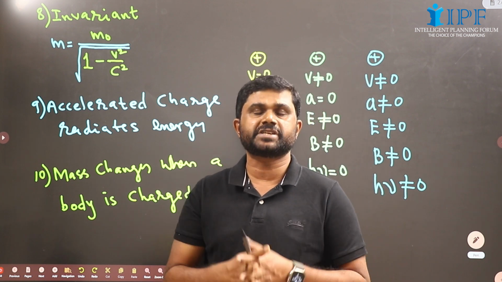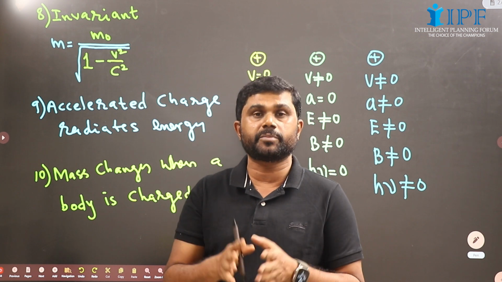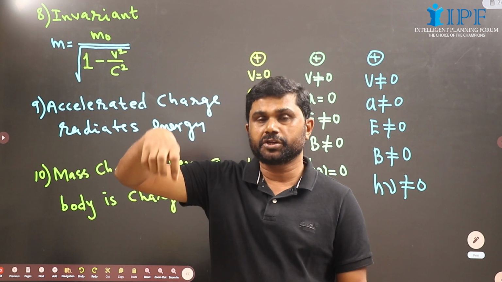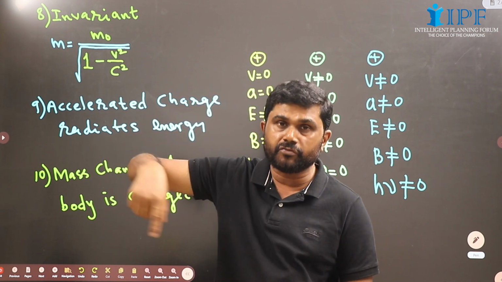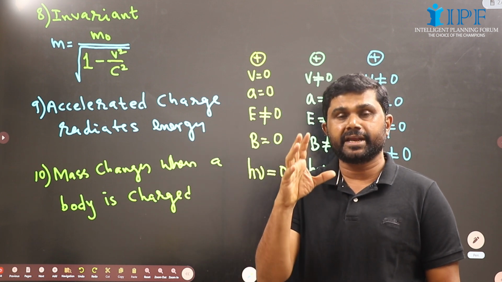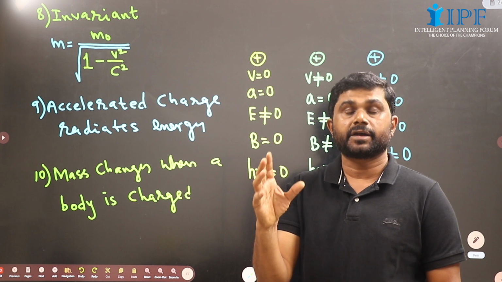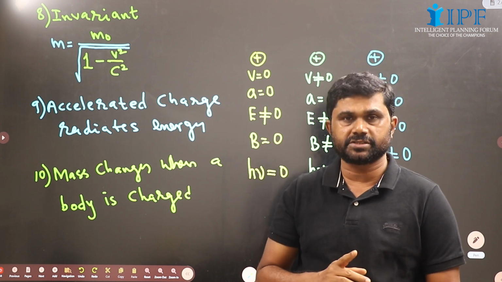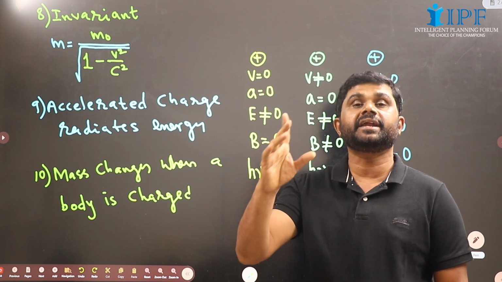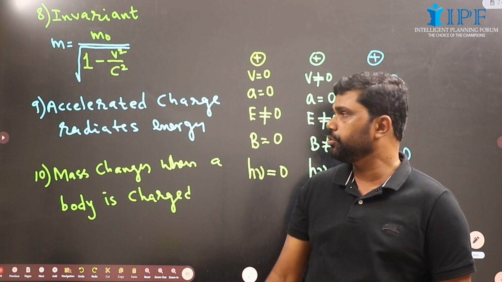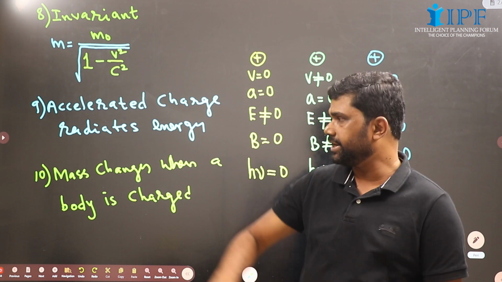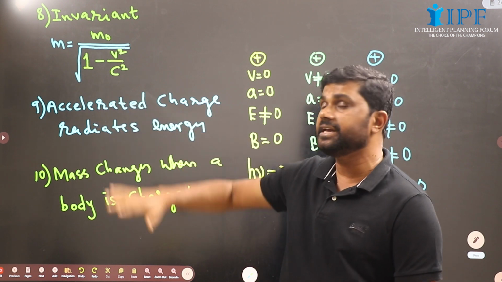Next, accelerated charge radiates energy. In Rutherford's atom model, we have discarded that model because it could not explain the stability of the atom. In an atom, according to Rutherford, electrons are revolving in circular orbits around a positively charged nucleus. When a negatively charged electron revolves around a positively charged nucleus, the electrons are being accelerated. Accelerated charge radiates energy according to quantum mechanics, so Rutherford could not explain the stability of the atom.